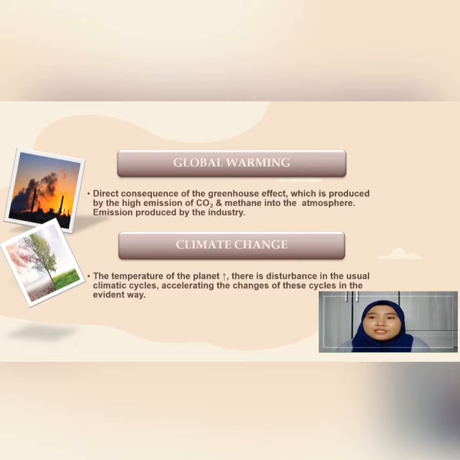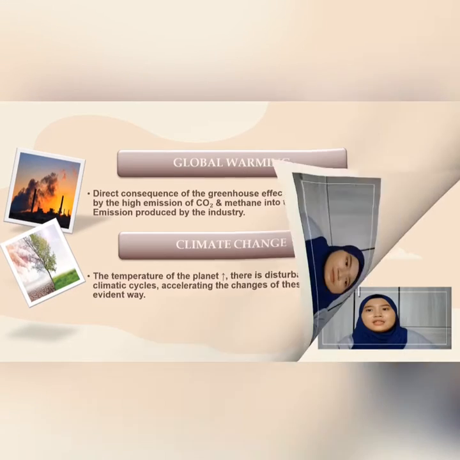Secondly, air pollution leads to climate change, which is another consequence of global warming. When the temperature of the planet increases, there is a disturbance in the usual climate cycles, accelerating the change of this cycle in an evident way. Due to climate change, the mass of the poles is melting, and this leads to flooding and the rising of sea levels.